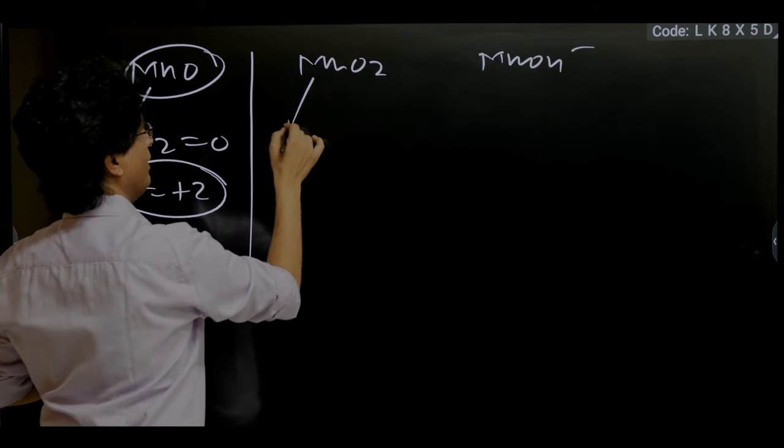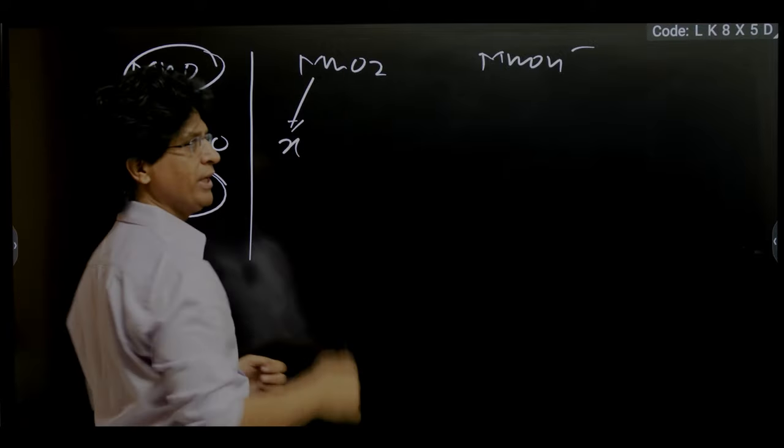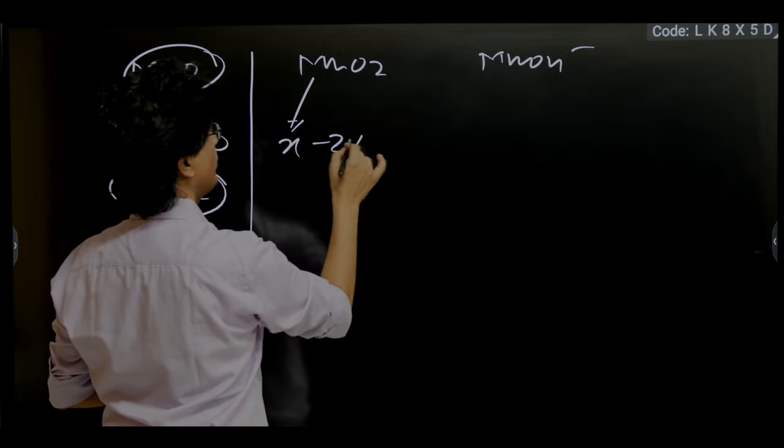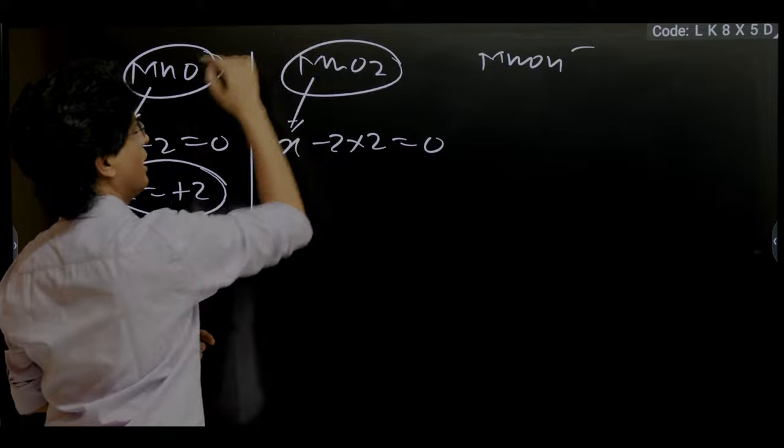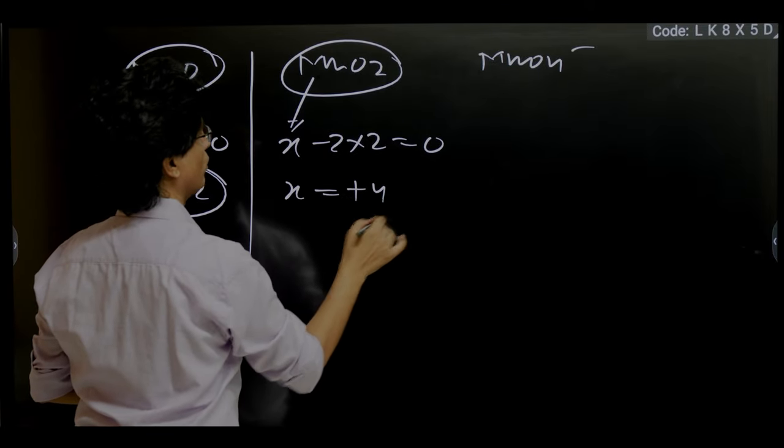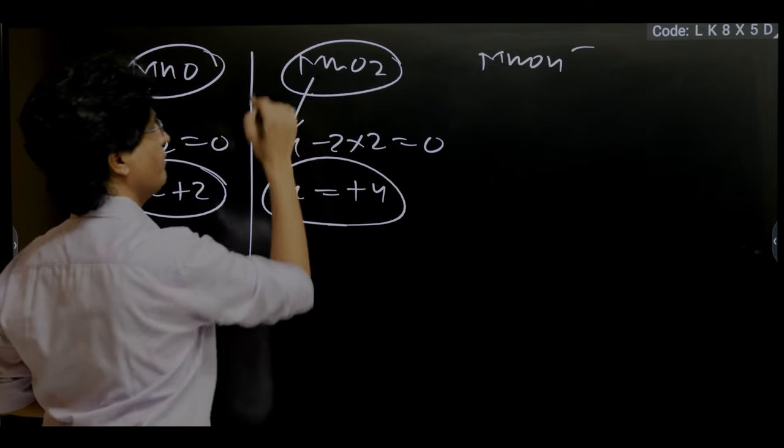Now come over here. One more time, Mn, let it be X. Oxygen is minus 2, and there are two of them. So minus 2 into 2 will be equal to what? 0, it's a neutral compound. X is equal to plus 4. So plus 4 is the oxidation number of Mn.